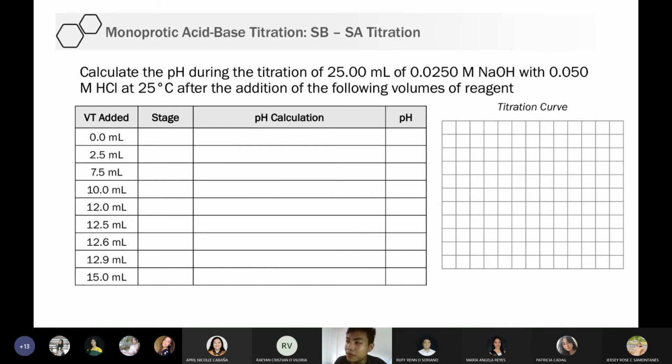So for you to be more familiar or more exposed to titration problems, I want you to answer this slide. This is slide number 19, page 19 in the PDF. We will include this in your worksheet so you can practice the calculations and the drawing of curves.